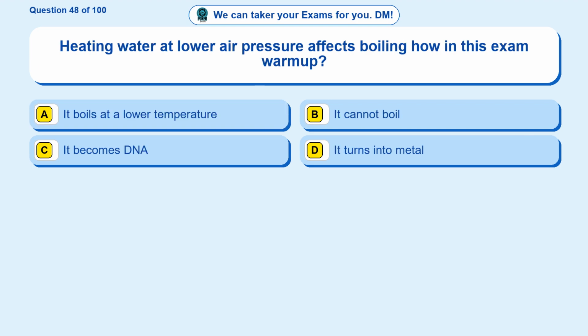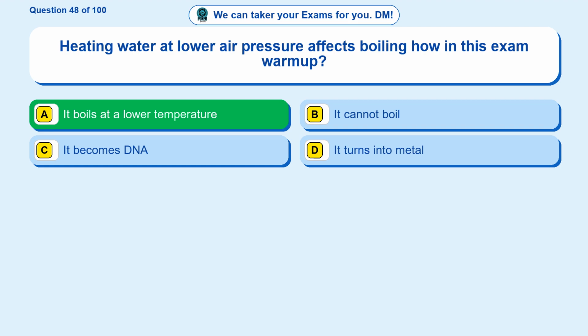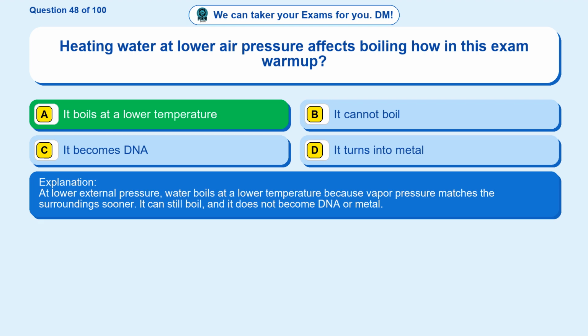Question 48. Heating water at lower air pressure affects boiling how in this exam warm-up? Option A. It boils at a lower temperature. Option B. It cannot boil. Option C. It becomes DNA. Option D. It turns into metal. The correct answer is option A. It boils at a lower temperature. At lower external pressure, water boils at a lower temperature because vapor pressure matches the surroundings sooner. It can still boil, and it does not become DNA or metal.